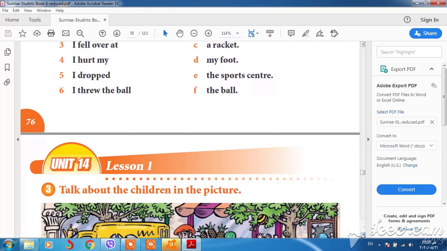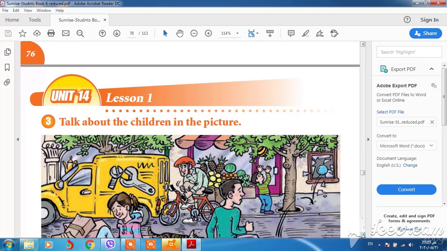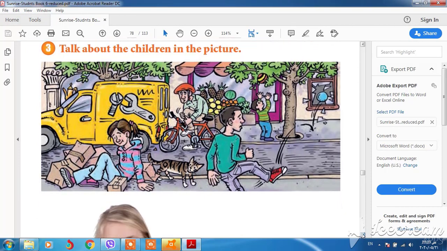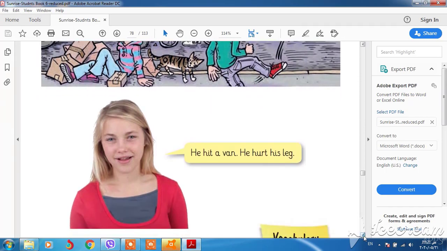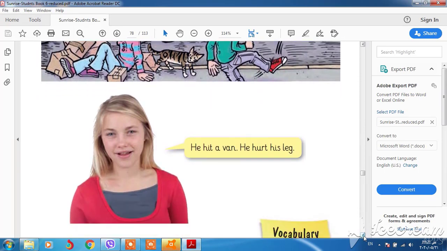and this is talk about the children in the pictures. Okay, what they did, for example, he kicked the ball with his leg, and it fell over. This one fell over. He dropped the ball. Okay, as you like, you can make many sentences about this picture. Okay, for example, he hit a van, he hurt his leg.